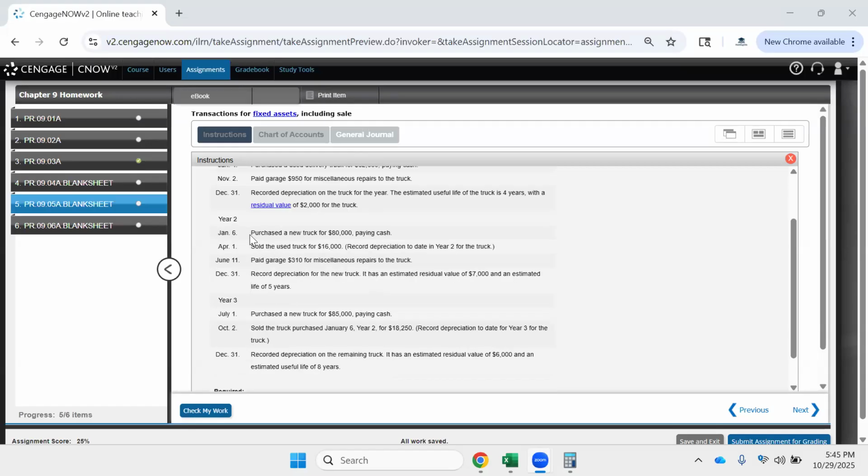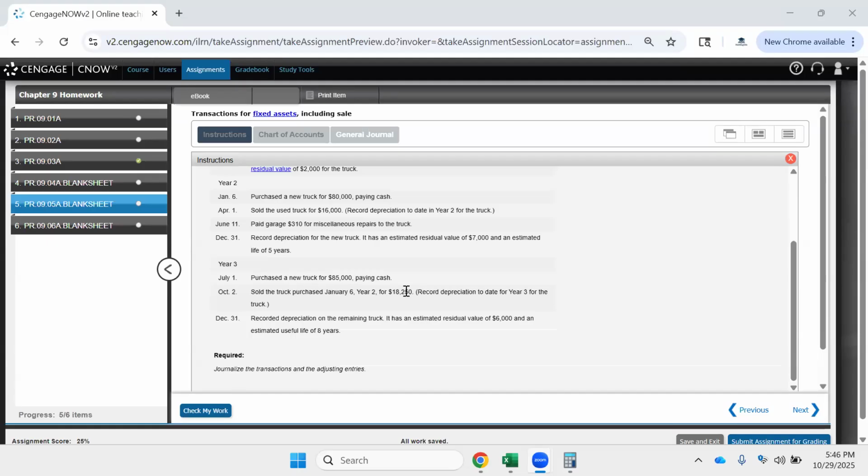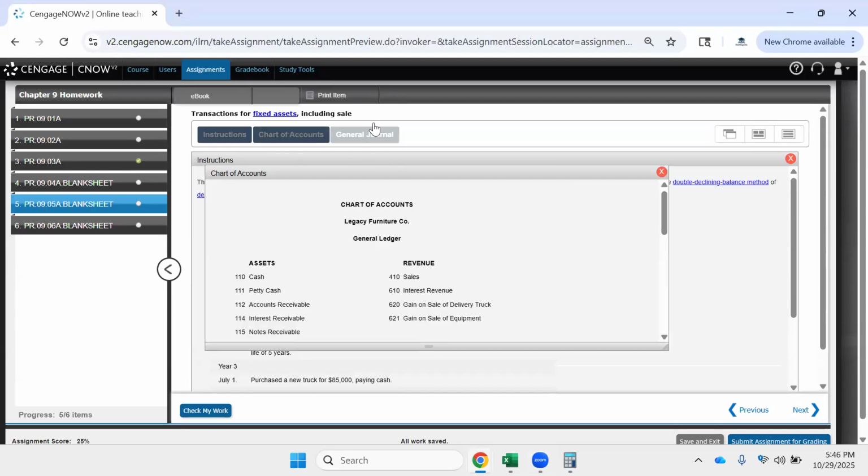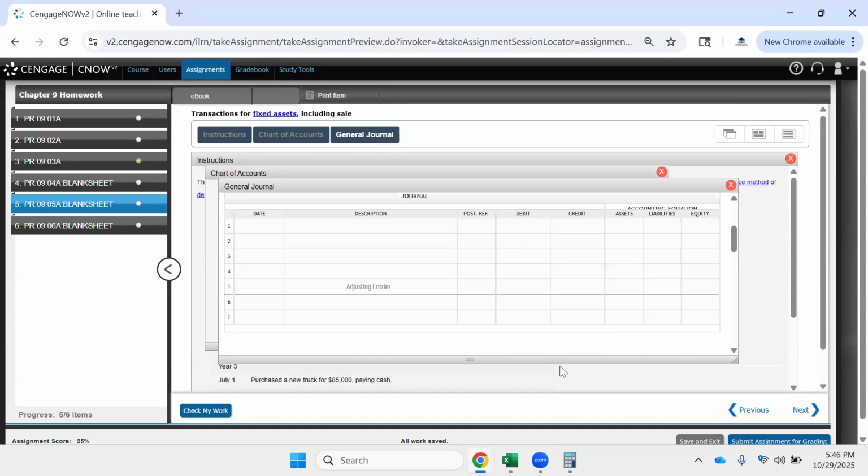And then in year 2, we purchase another truck, sell the used truck, and pay a garage for some repairs and maintenance, and record depreciation for the new truck. In year 3, we purchase a new truck, sell the truck purchased on January 6th of year 2, and then we record depreciation on the remaining truck when we estimate the useful life. We're journaling each of these transactions. We have our chart of accounts, and we have our general journal.